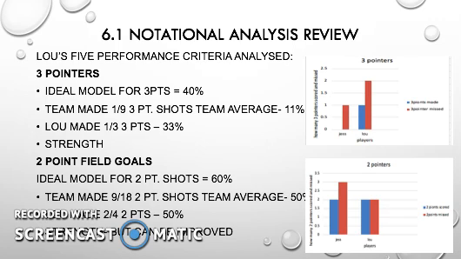2-pointer field goals. The ideal model for 2-point shots is 60%. The team made 9 out of 18 2-pointers. The team average was 50%. Lou made 2 from 4 2-pointers, 50%. This is a strength, but it can be improved.